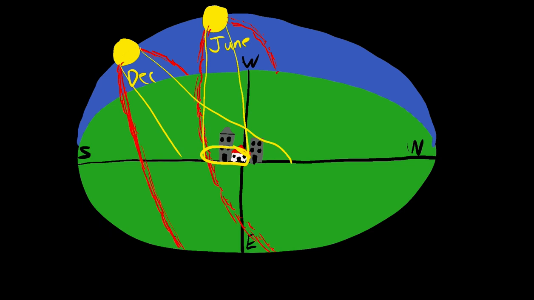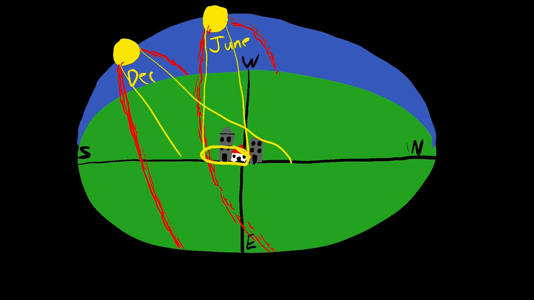It's the tilt of the Earth's axis. If you're tilted towards the sun, your days are going to be longer and your sunlight is going to be more intense. When you're pointed away from the sun, your days are going to be shorter and the sunlight is going to be less intense. Now, I didn't exactly explain why that really happens.